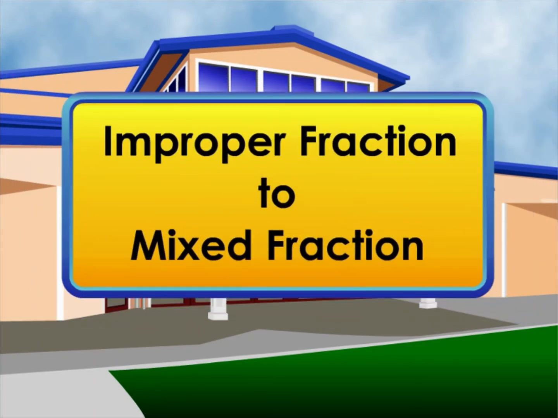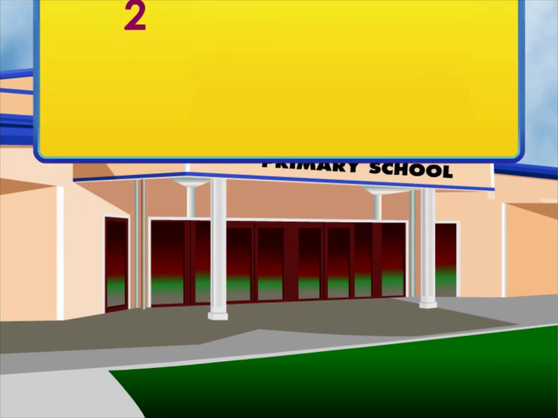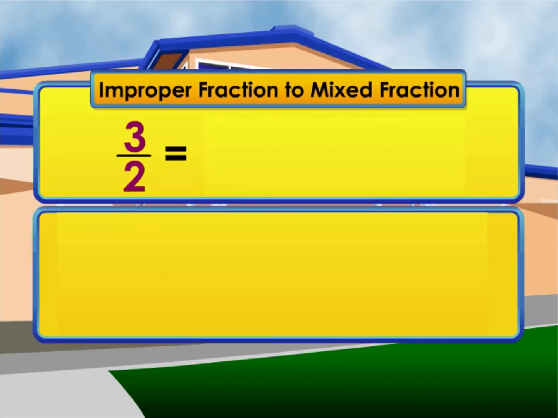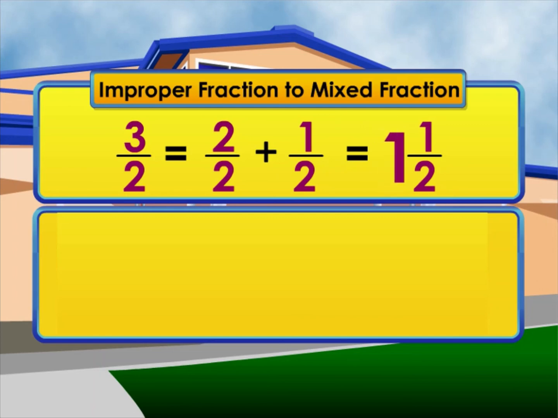How do you convert an improper fraction to a mixed fraction? Here are 2 methods you can apply in your workout. For example, use addition to convert an improper fraction. 3/2 is equal to 2/2 plus 1/2. 2/2 is equal to 1 whole plus the half, giving 1 and 1/2.